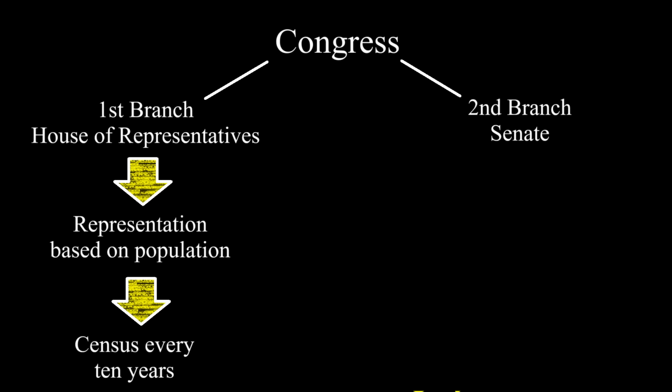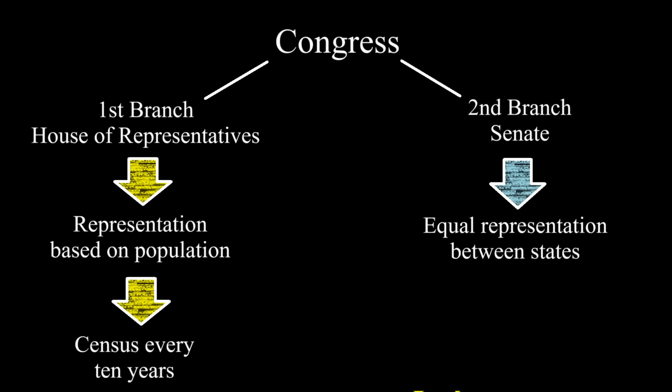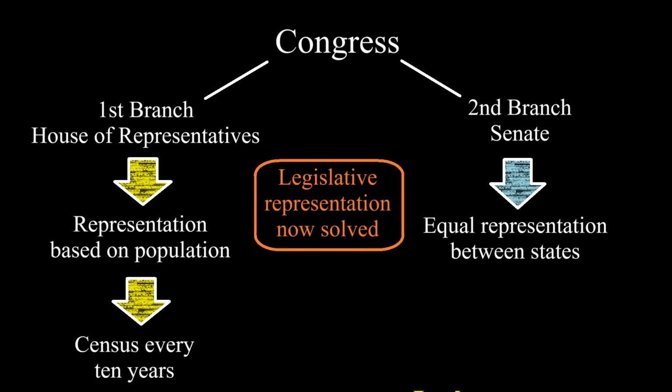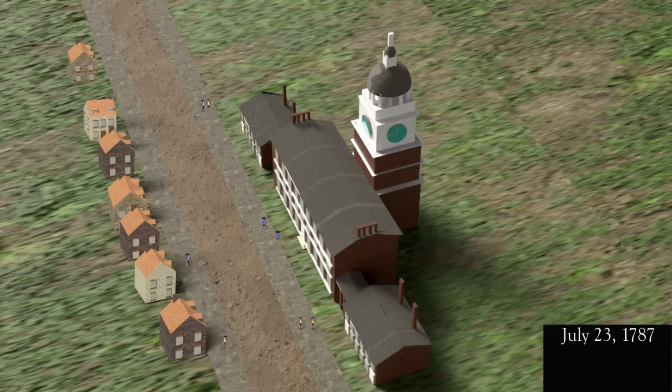And finally, narrowly, it was agreed that the second branch of national legislation, the future Senate, would have equal representation among the states. With congressional representation solved, the delegates can now turn to other issues. By July 23rd, New Hampshire delegates have arrived at the convention.